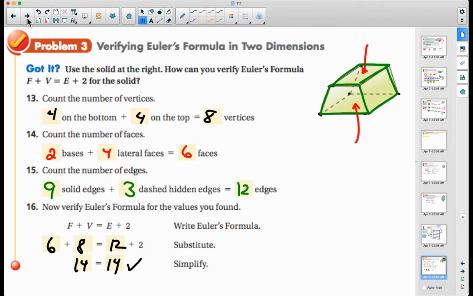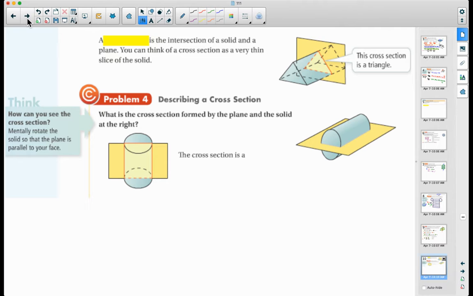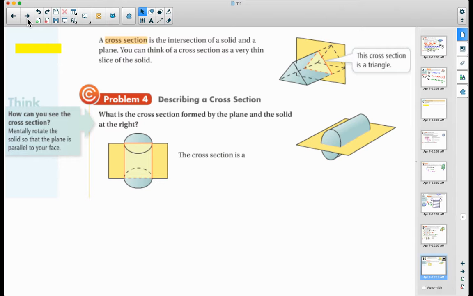Okay. All right, good. Next thing we're looking at is a cross section. The cross section is the intersection of a solid and a plane. You can think of a cross section as a very thin slice of a solid. All right. If you ever have played Fruit Ninja, then when you cut those fruit in half, all right, you can see the slice.